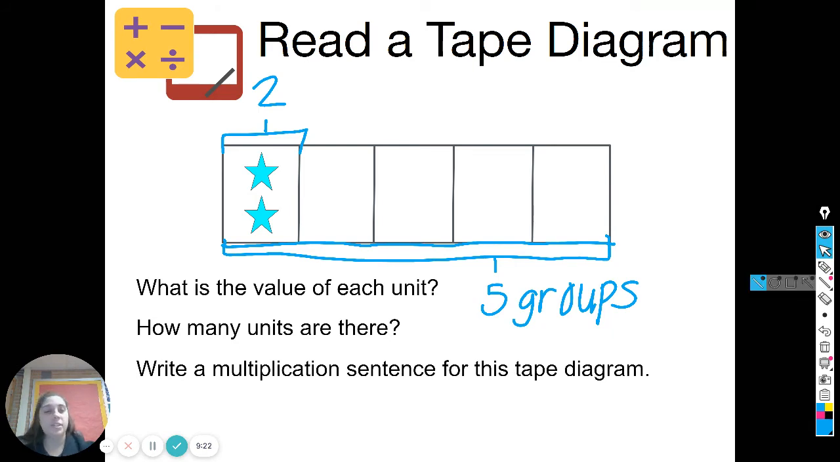Write a multiplication sentence for this tape diagram. Well, you can see we only have 2 numbers that we know right now. So right now, our multiplication equation is going to involve those 2 numbers. Go ahead on your whiteboards and write a multiplication equation for this tape diagram. And then if you can, go ahead and solve. Hold that up when you have it.